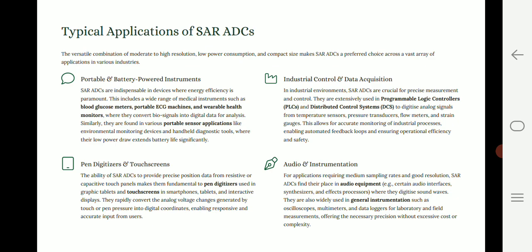And coming to audio and instrumentation, in this application SAR ADC finds a place in audio equipment, for example certain audio interfaces, synthesizers, and effects processors, where they digitize sound waves. They are also widely used in general instrumentation such as oscilloscopes, multimeters, etc.